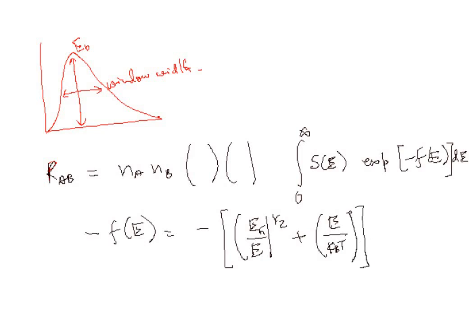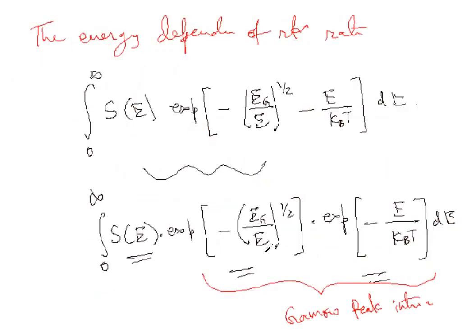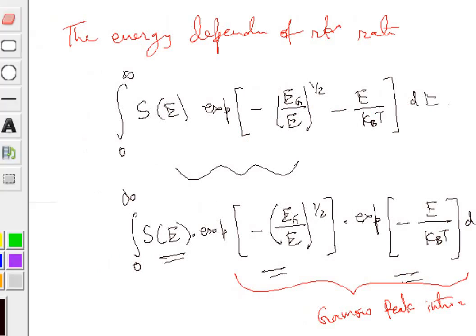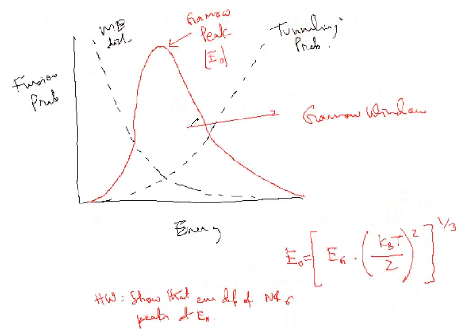The entire concept here occurs because of the fact that the energy dependence is different in these two terms. Here it is in the denominator, here it is in the numerator, and as a result of this we are getting this peak.